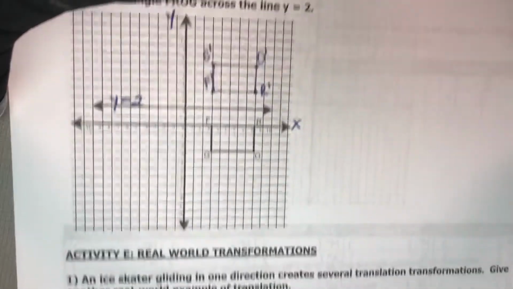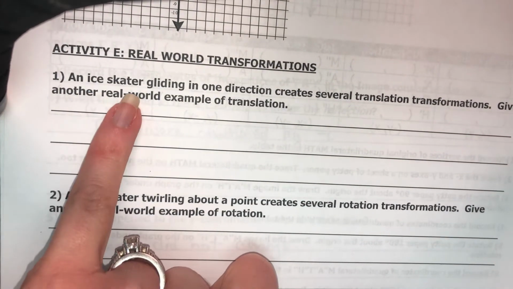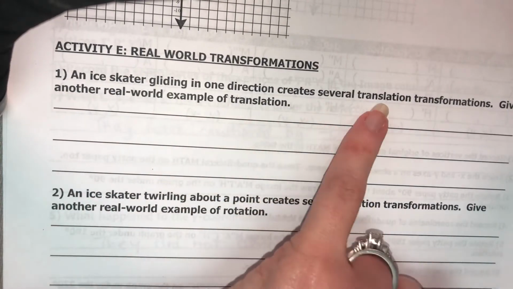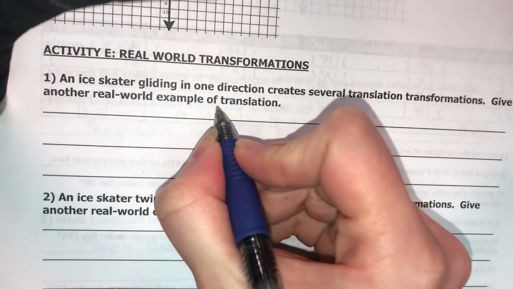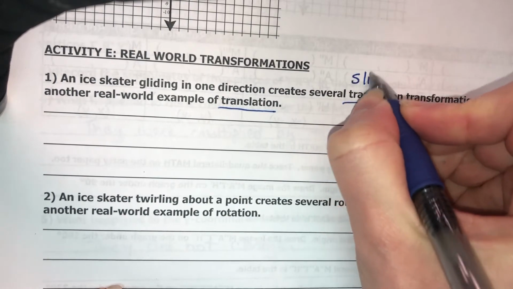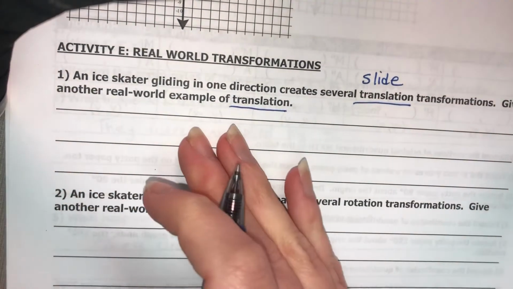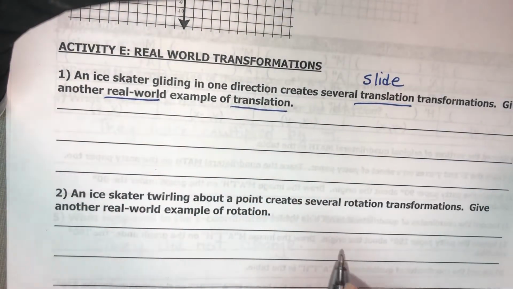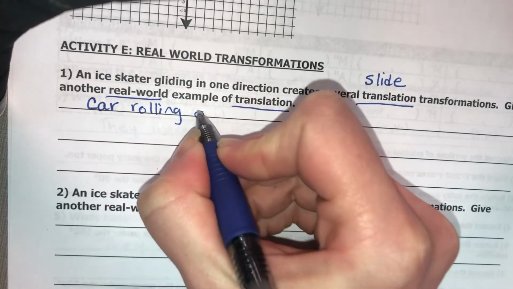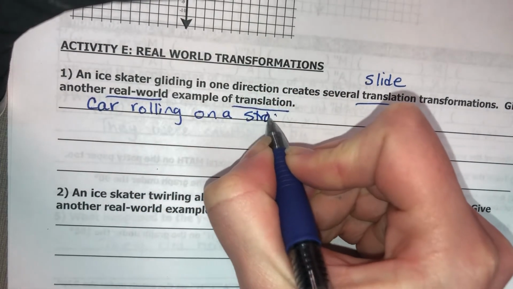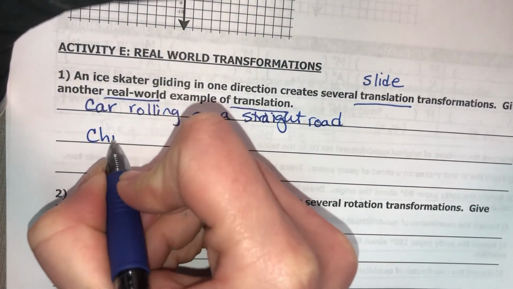All right. Now, this says real world transformations. An ice skater gliding in one direction creates several translation transformations. Give another real world example of a translation. So remember, the translation is the slide. So what is an example other than an ice skater gliding along the ice of something in the real world that is sliding? Maybe a car rolling on a straight road could be an example. Or maybe a child going down a slide.